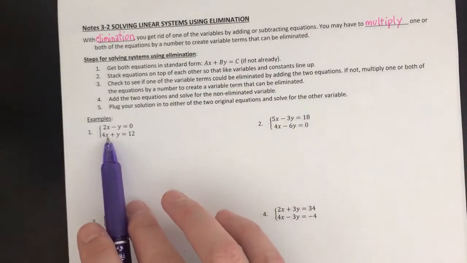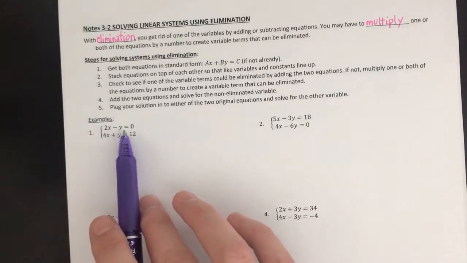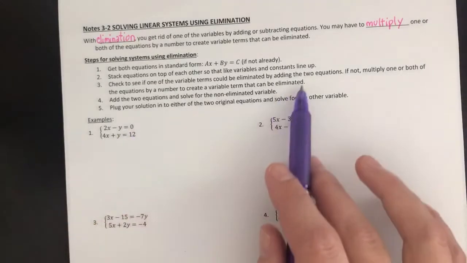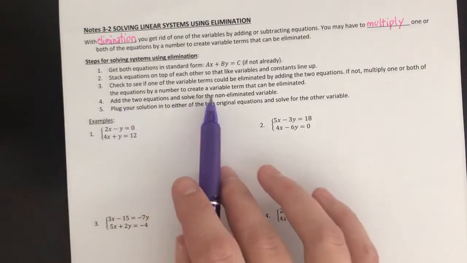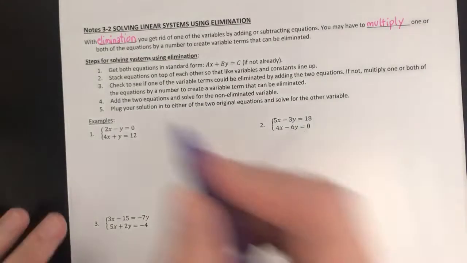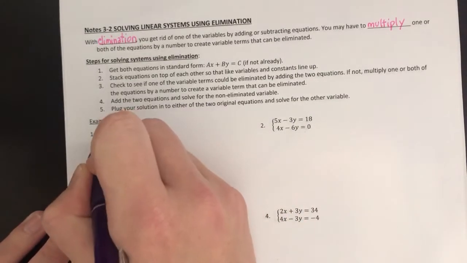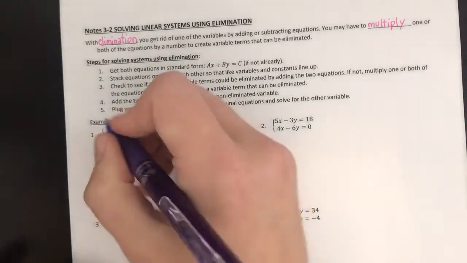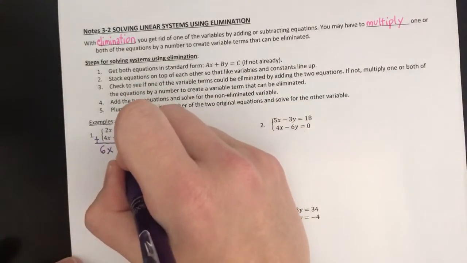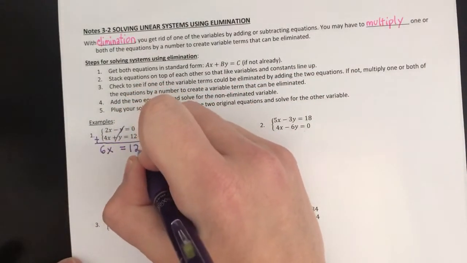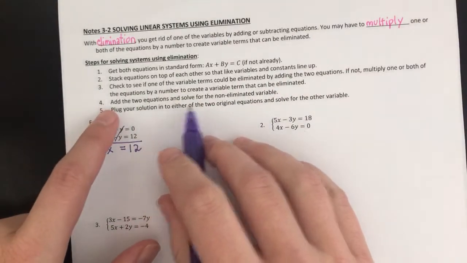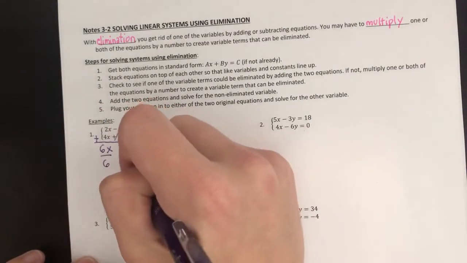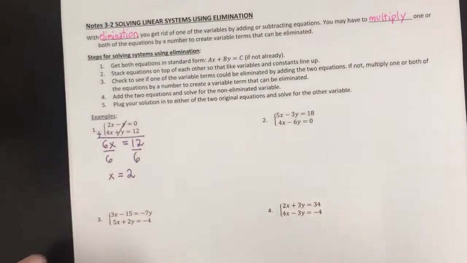Check to see if one of the variable terms could be eliminated by adding the two equations. So if I add 2x plus 4x, will x be eliminated? No. If I add negative y plus y, will y be eliminated? Yes. So they can be, so then add the two equations and solve for the non-eliminated variable. 2x plus 4x would be 6x. Negative y plus y would eliminate, and that would equal 0 plus 12, which would be 12. So then I can solve for the non-eliminated variable. I would divide both sides by 6, and I would get x equals 2.